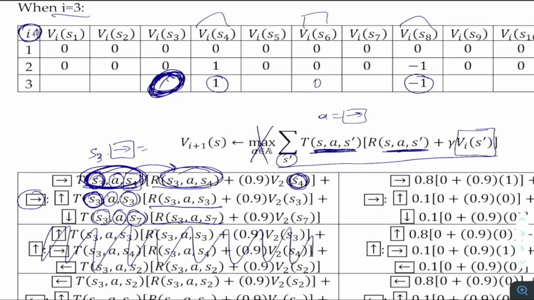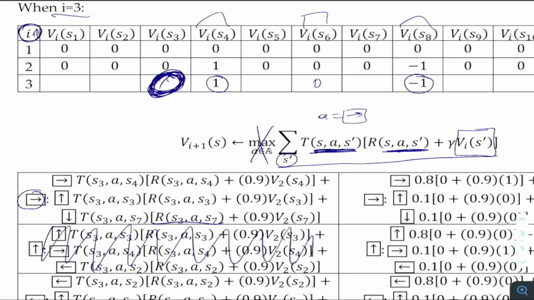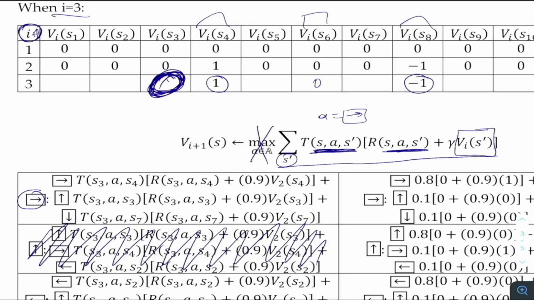And what is S prime here? Let's clean up this a bit. S prime 1 is S4. S prime 2 is S3. S prime 3 is S7. Meaning the S prime generator for S3, when the action is right, is going to give us in this order: S4, the main action, the states where you end up.